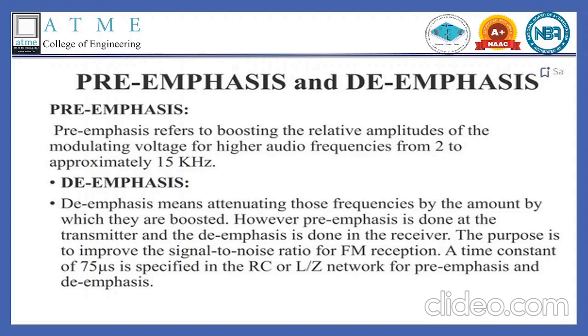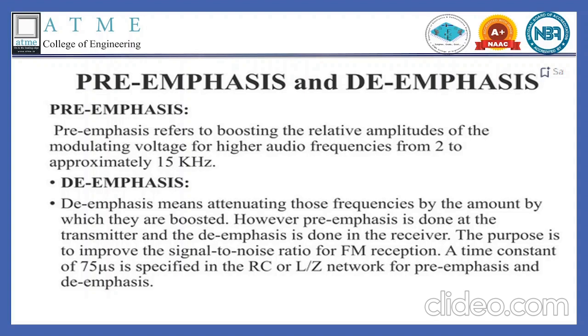De-emphasis means attenuating those frequencies by the amount by which they were boosted. However, pre-emphasis is done at the transmitter and de-emphasis is done in the receiver. The purpose is to improve the signal to noise ratio for FM reception. A time constant of 75 microseconds is specified in the RC circuit for pre-emphasis and de-emphasis. We are going to use only two components in the circuit, that is, a resistor and a capacitor.